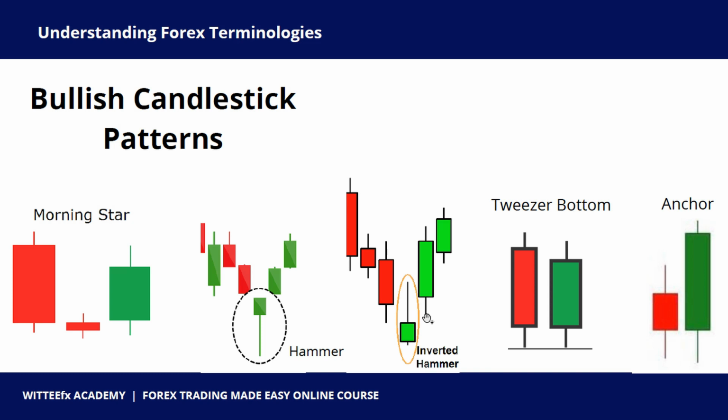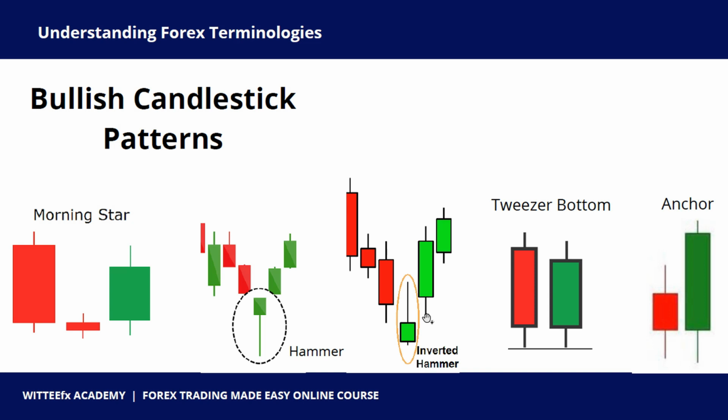Now the only difference between the tweezer bottom and the morning star is the candle in the middle of it, which means the second candle in the tweezer bottom candle pattern must close at least 50% above the previous candle. Another name for the tweezer bottom is also bullish railroad, so we need to understand that, because along the line of the course I'm going to be interchanging the names.